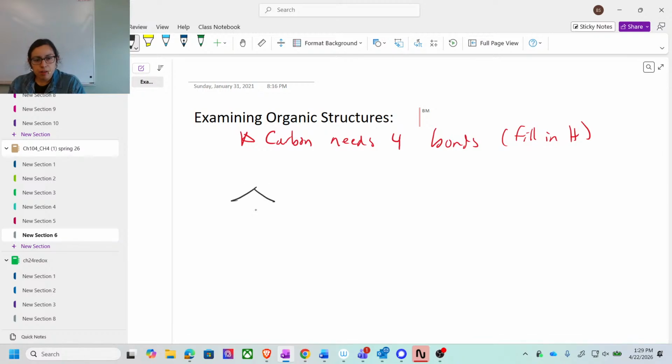What is the formula if I draw this molecule? Again, every point is a carbon. Fill it in with 4 bonds, versus this one here. Again, see if you can draw out or figure out the formula. So we'll start with these.